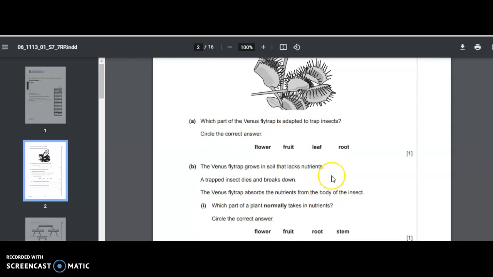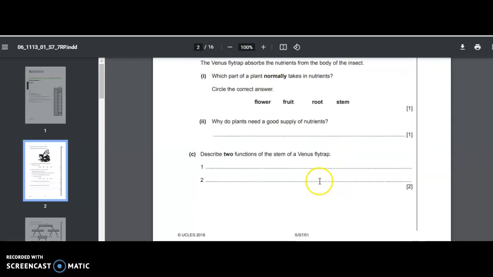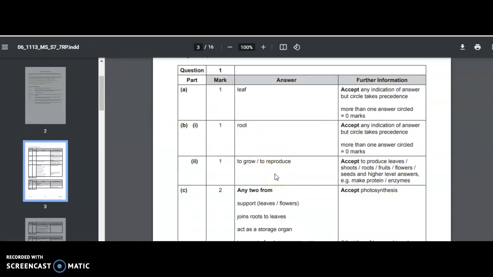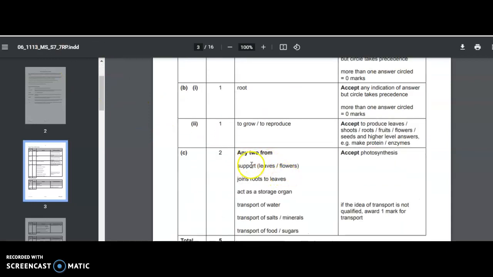These first couple questions I think are quite self-explanatory. They're easy. Just make sure that your answer here is specific. On the mark scheme it says to support leaves or flowers, right? Don't write like support what? Joins the root. So just make sure you're specific in what you write. That's the only guidance for that question.